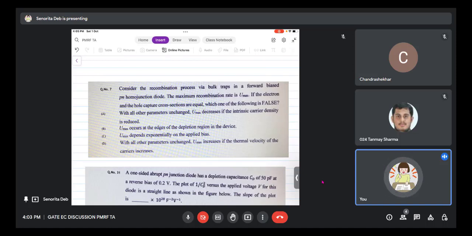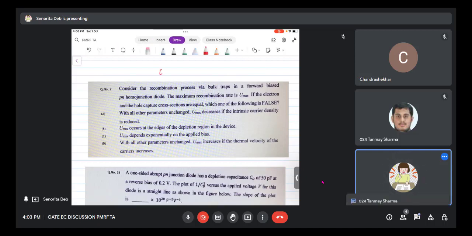Last class, one of the students, Chandrasekhar, asked doubts. So these two questions are from GATE 2020 and GATE 2022, I think.